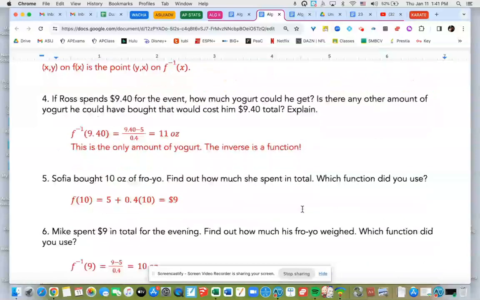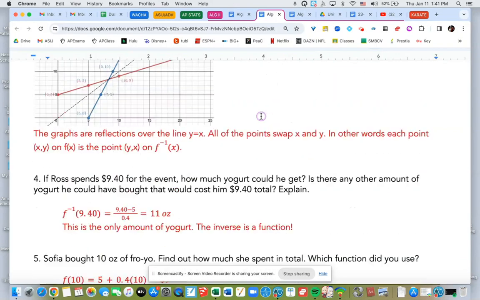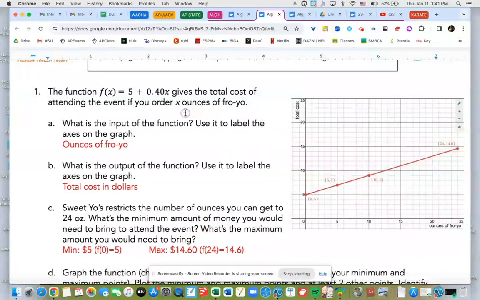All right, let's go to number 4. So new event. Oh, no, sorry, same event. We're still talking about frozen yogurt. Ross comes to the event, and he spends $9.40. Okay, so how much yogurt did he get? Okay, so you have a choice of equations. We have the original equation and we have the inverse equation. You could technically use either one. I could use the original and then just replace this with 940, right?